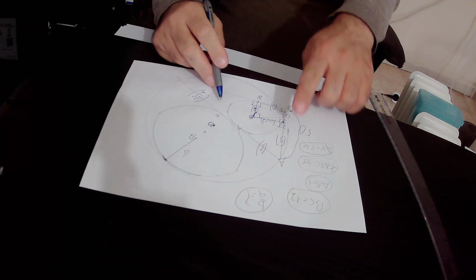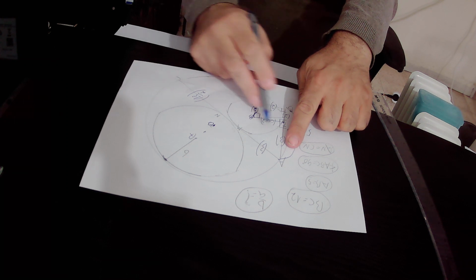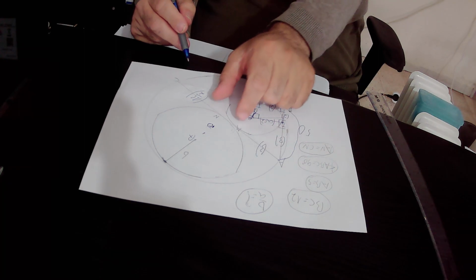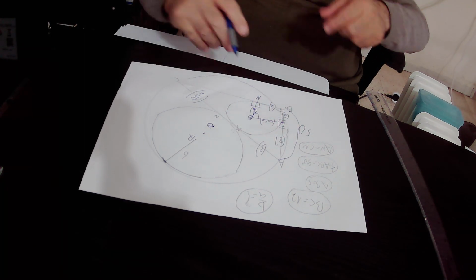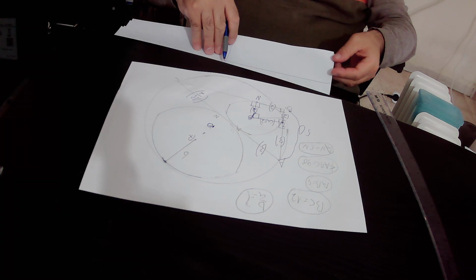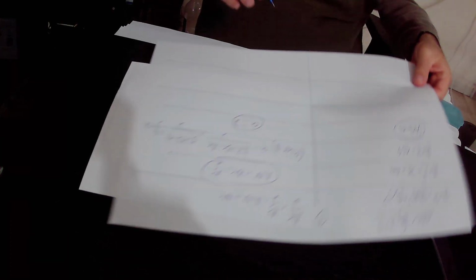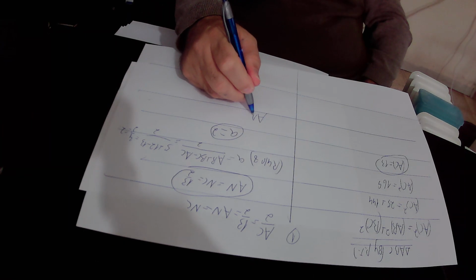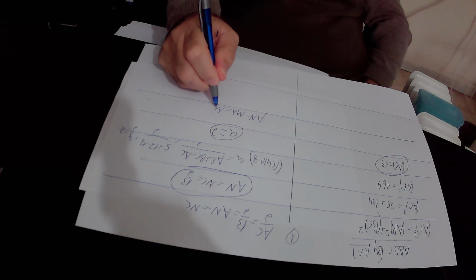We have already found out that AN equals 13 over 2. AM is 3, so AN minus AM equals MN. AN minus AM equals MN. I'll write it down. AN minus AM equals MN.